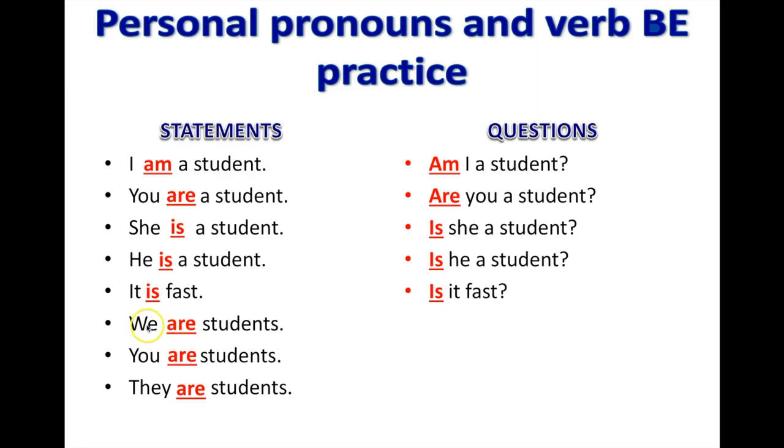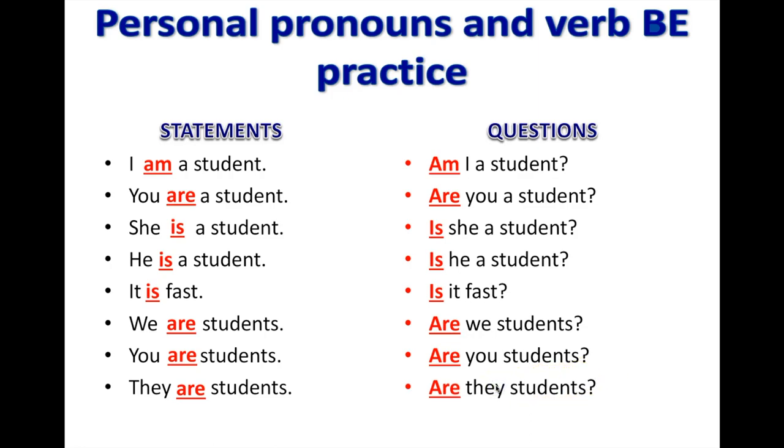So here we have we are students. Aquí tenemos somos estudiantes. What do you think is the question here? ¿Cuál usted cree que es la pregunta que se puede hacer aquí? Are we students? And then the answer is, yes, we are, or no, we aren't. How about the next one? Are you students? Yes, you are, or no, you aren't. And the last one. Are they students? Yes, they are, or no, they aren't.